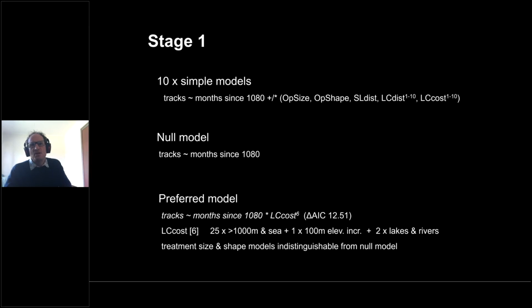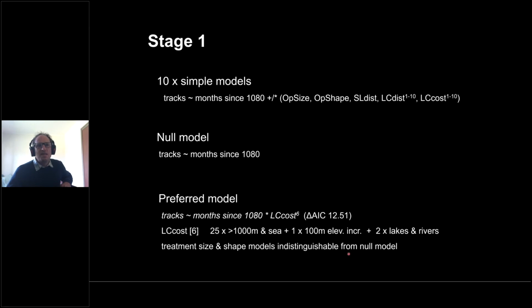So the preferred model to emerge from this process was one that included time since treatment times least cost, so the accumulated cost of traveling down those shortest paths. The cost surface on which this best model was based had a 25-fold penalty for lakes, sea and areas over 1,000 meters, a 1-fold penalty for every 100-meter elevation gain, and a 2-fold penalty for lakes and rivers. Treatment size and shape models were indistinguishable from the null model.